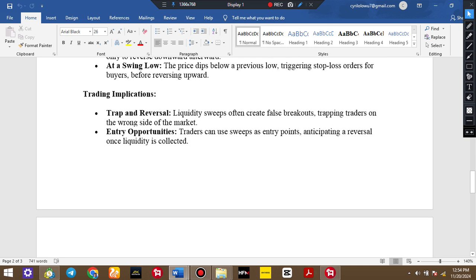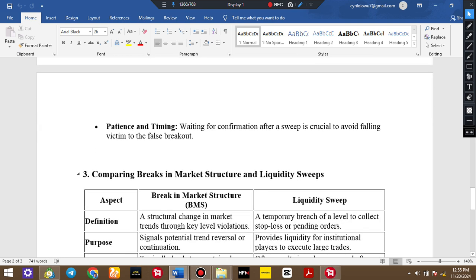Trading implication: trap and reversal. Liquidity sweeps often create false breakouts, trapping traders on the wrong side of the market. Entry opportunities. Traders can use sweeps as entry points, anticipating a reversal once liquidity is collected. Patience and timing. Waiting for confirmation after a sweep is crucial to avoid falling victim to the false breakout. Is that clear?